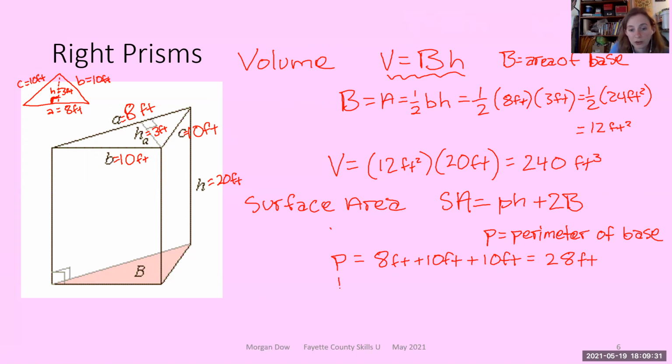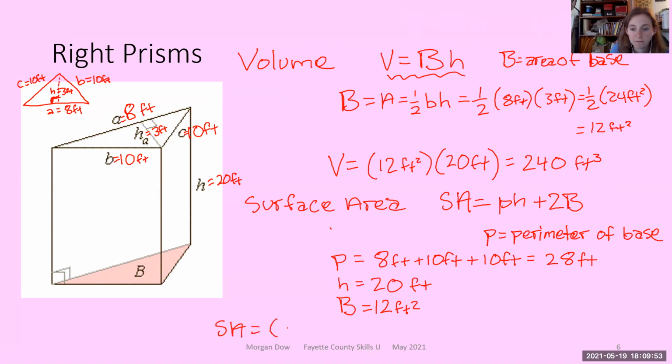And what about the height? We know that the height of the prism is 20 feet, right? That's labeled on our shape. And the area of the base, we also know, we calculated that before when we did volume. The area of the base is 12 square feet. So we're ready now to calculate the surface area.